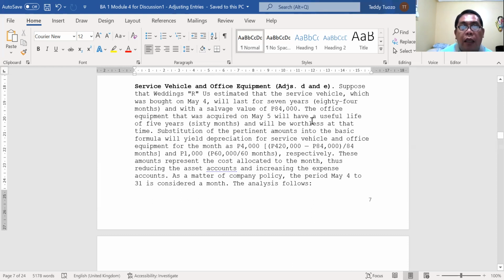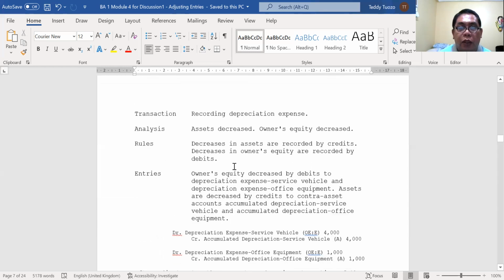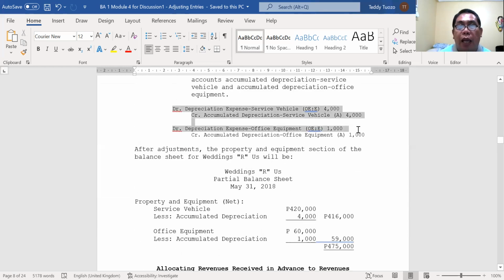So the office equipment that was acquired on May 5 will have a useful life of 5 years or 60 months. Okay, so we subtract salvage value. For the service vehicle, it is 420,000 minus 84,000, then divided by 84 months. For the office equipment, the acquisition cost is 60,000 with no salvage value, so nothing to deduct, then divided by 60 months, which is equivalent to 5 years. Since we have two depreciable assets, we should also have two adjusting entries.